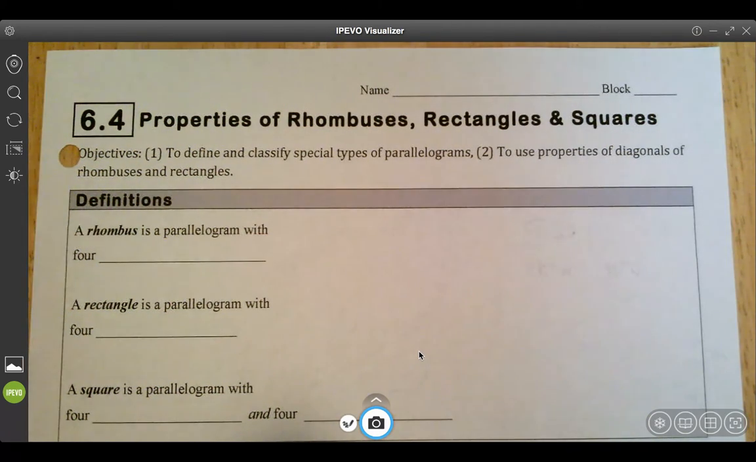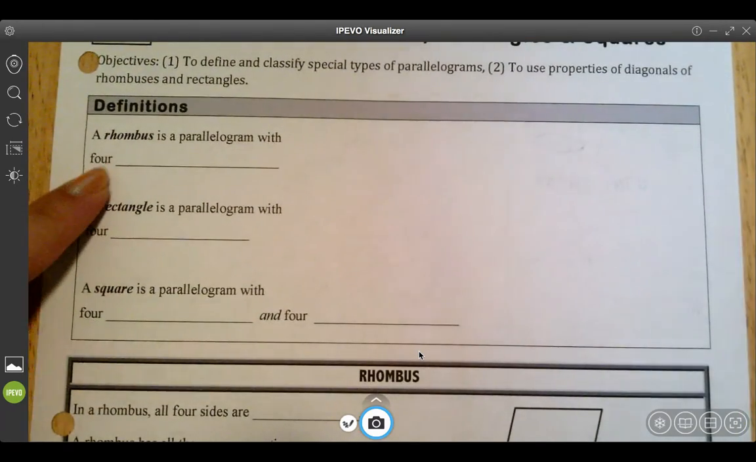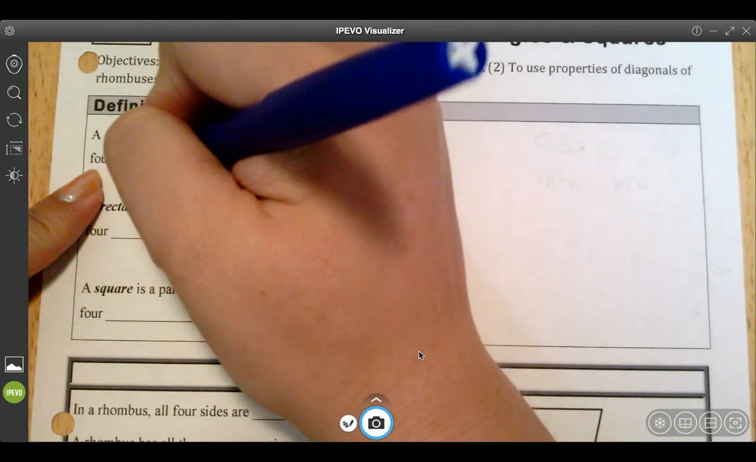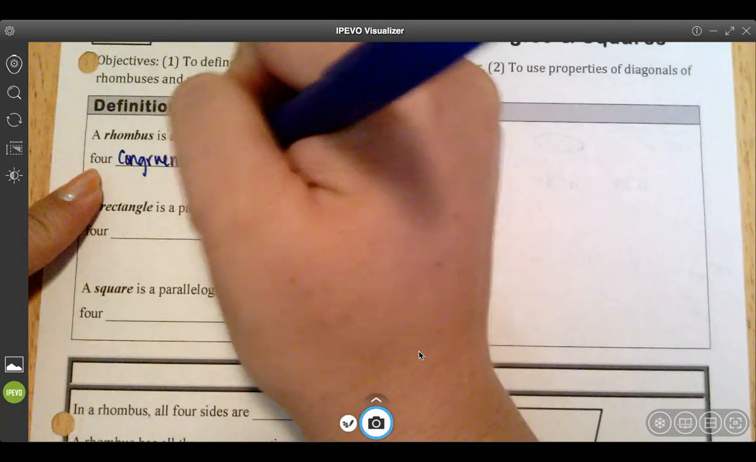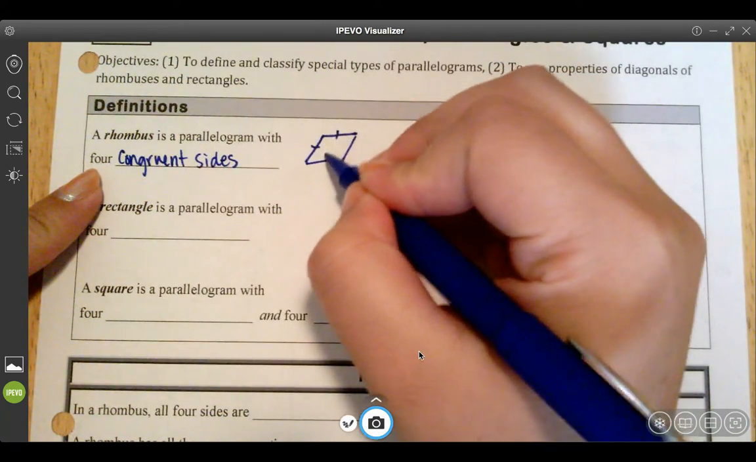So if we start looking at 6.4, we're looking at properties of rhombuses, rectangles, and squares, and these are all special types of parallelograms. Our objectives are to define and classify special types of parallelograms and to use the properties of the diagonals of rhombuses and rectangles. So let's start by defining a rhombus. A rhombus is a parallelogram with four congruent sides. So if we were to draw that, here's my parallelogram, all four sides are congruent.